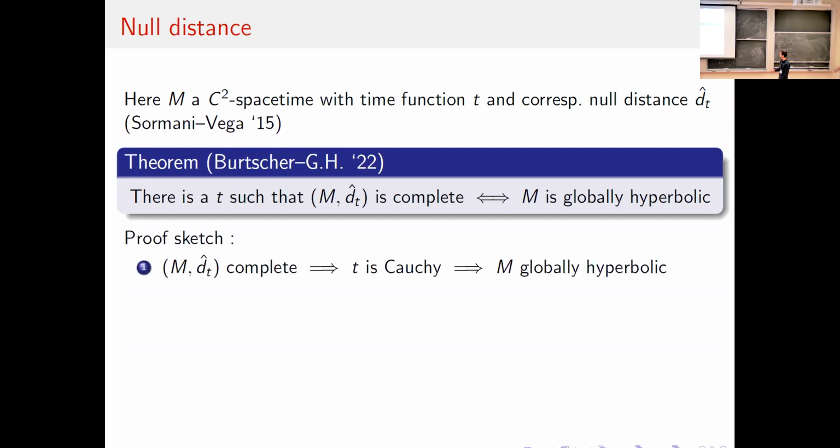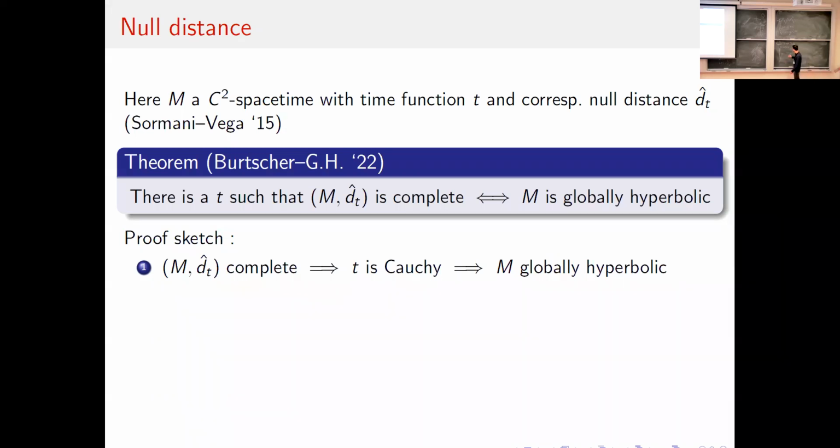I can give a short sketch of the proof. So first, the one direction: if the null distance is complete, then you're globally hyperbolic. This is the easier one because, well, suppose the opposite. So suppose that T is not Cauchy. Then there must exist at least one inextendable causal curve where the time function does not go to plus infinity, but stays bounded by some constant smaller than infinity.